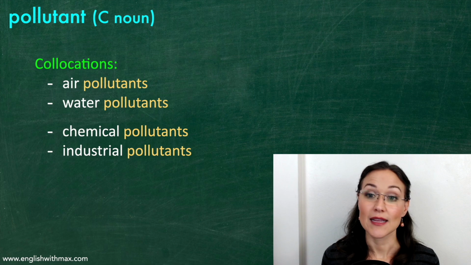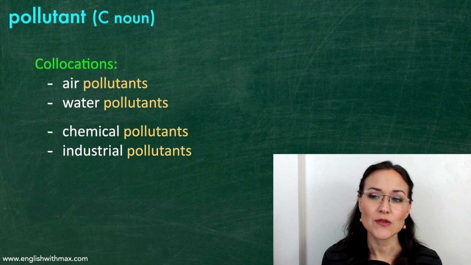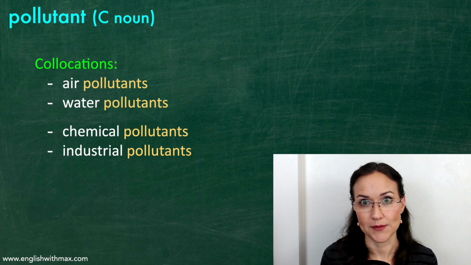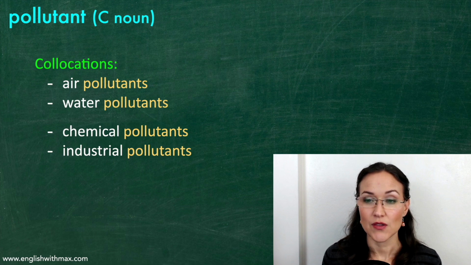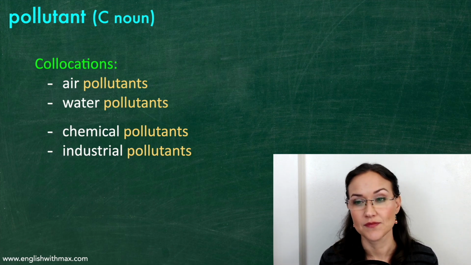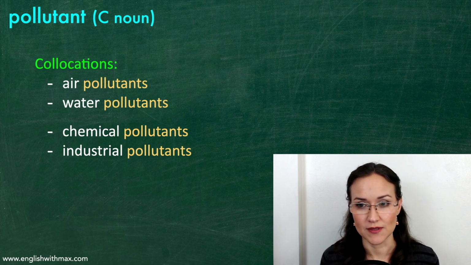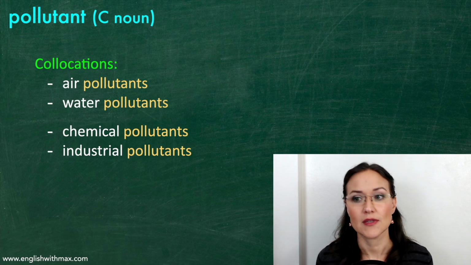Here are some collocations. First we have air pollutants and water pollutants. Those are things that pollute the air or the water. Then we have chemical pollutants. Those are pollutants which are chemicals. And finally, industrial pollutants. Those are pollutants that come from industry.